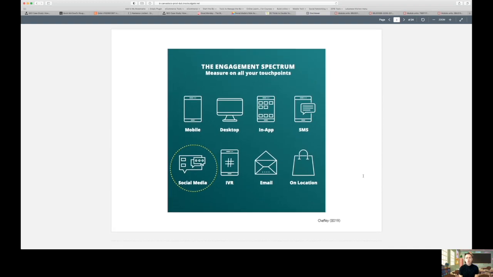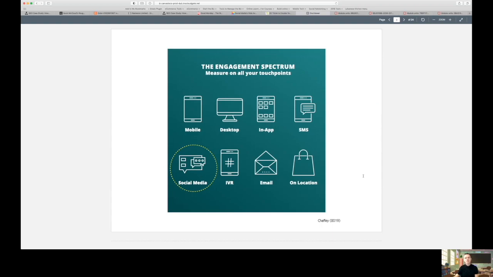Okay, now why do we have to worry so much about social media? Well, because social media is now playing a massive role in the way we engage, the way we consume news, the way we shop, the way we consume information. Social media is part of what Chaffey called the engagement spectrum, meaning that social media is part of every digital communication channel that you're using, whether it's a mobile phone, a desktop, in-app, SMS, or anything else. It is part of all of these platforms, and now is part of our everyday lives.